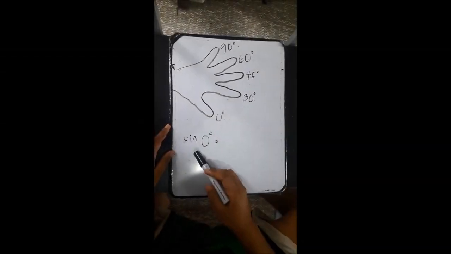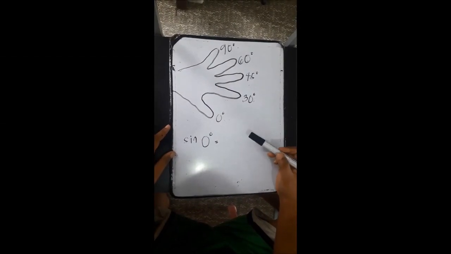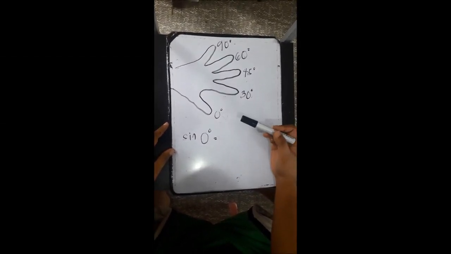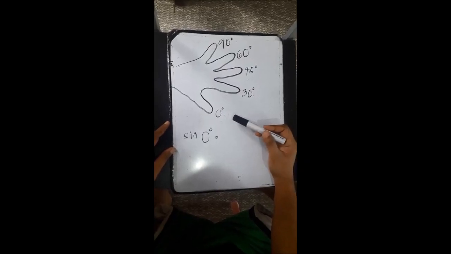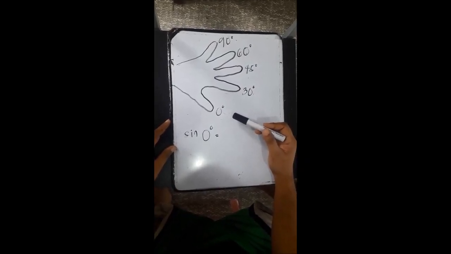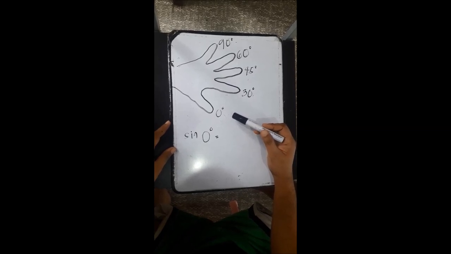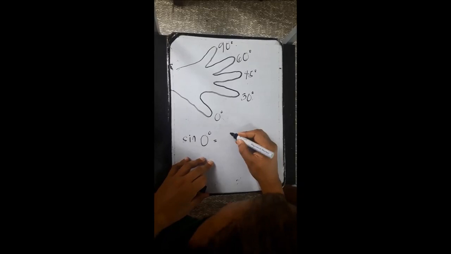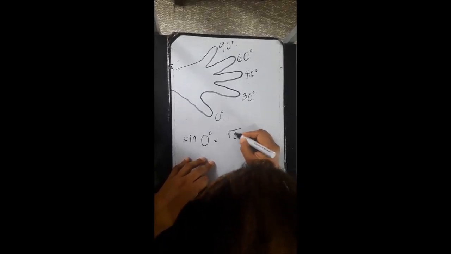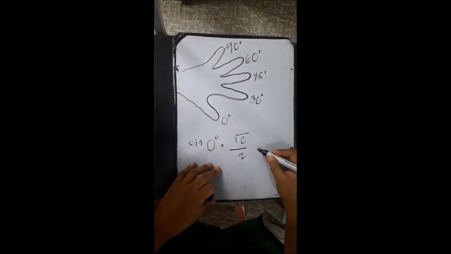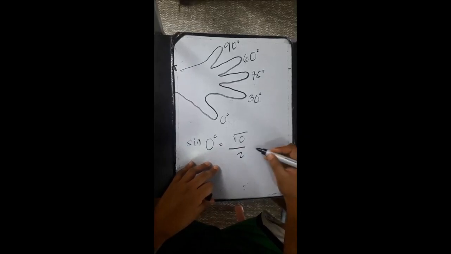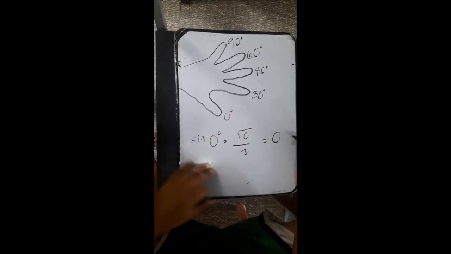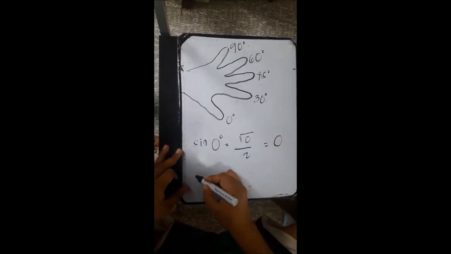Now, if you want to find sine of 0 degrees, check natin sa ating finger. So, it's our thumb. Thumb is our 0 degree. And let us check the number of fingers below our thumb. Wala naman. So, that should be square root of 0 over 2. And we know the square root of 0 is still 0. 0 over 2 is 0. So, our sine of 0 degrees is 0.